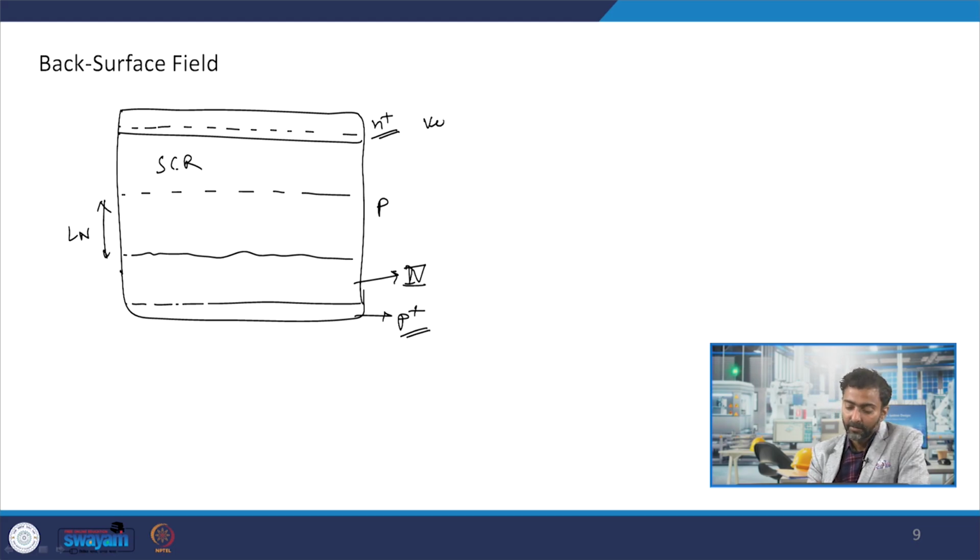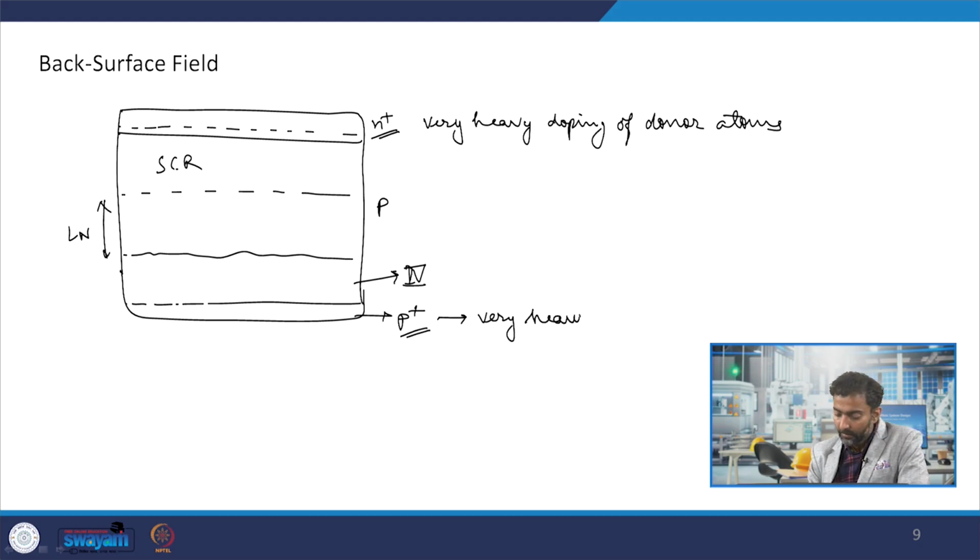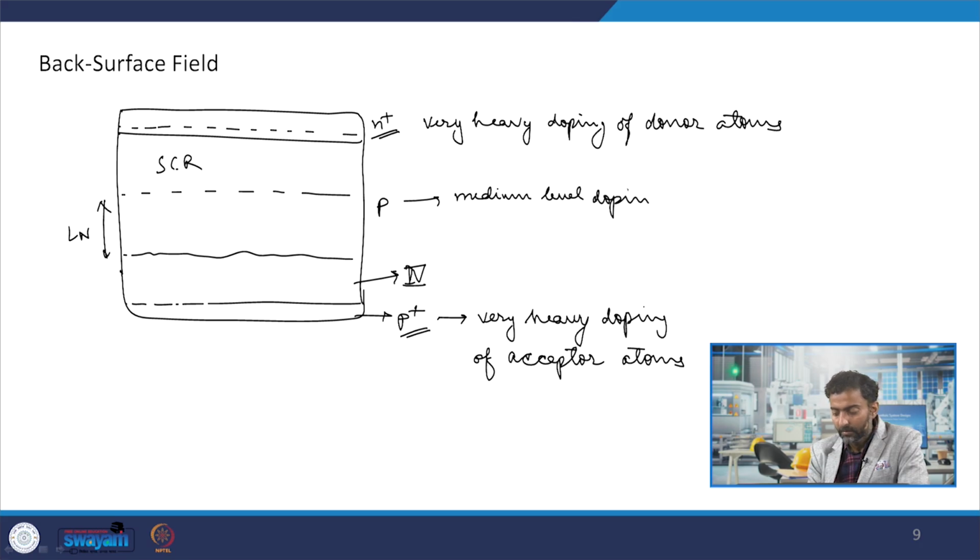So this is very heavy doping of donor atoms on one side, and when we say P plus, this is very heavy doping of acceptor atoms on this side. Whereas the P type is sort of, you can say, medium level doping of acceptor atoms.